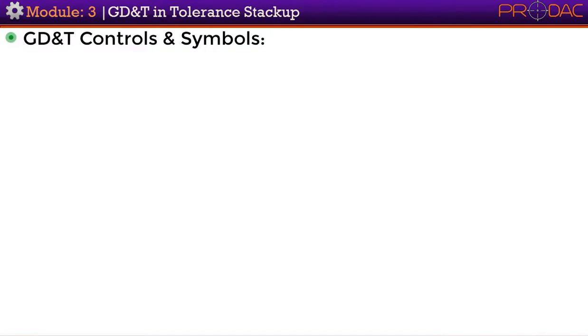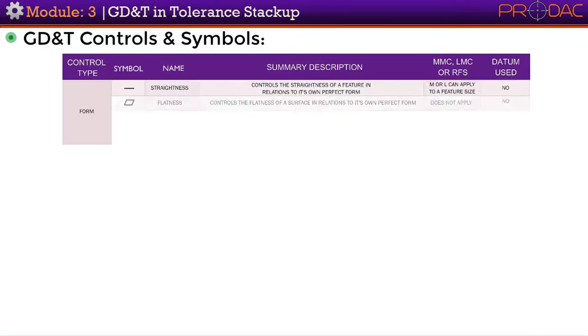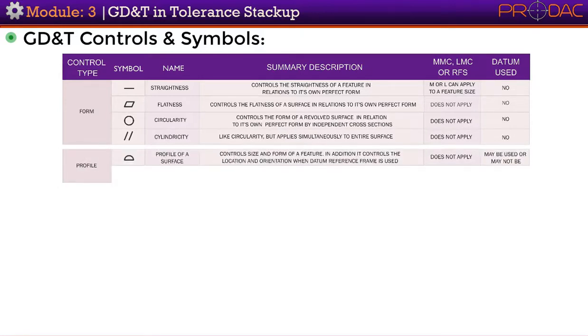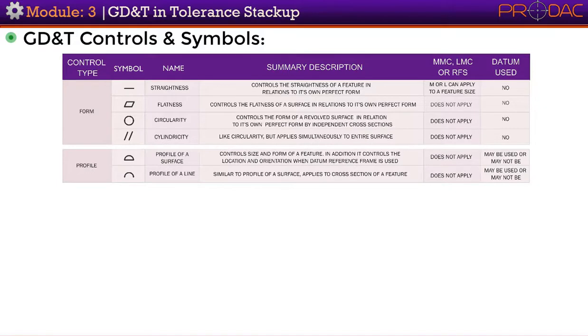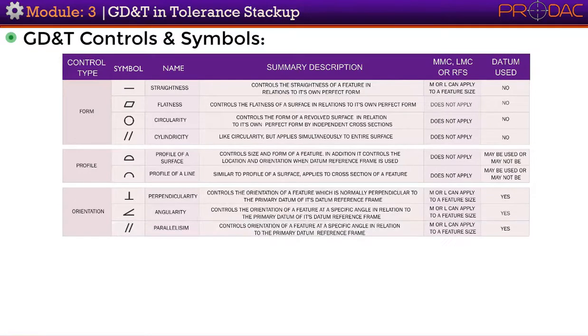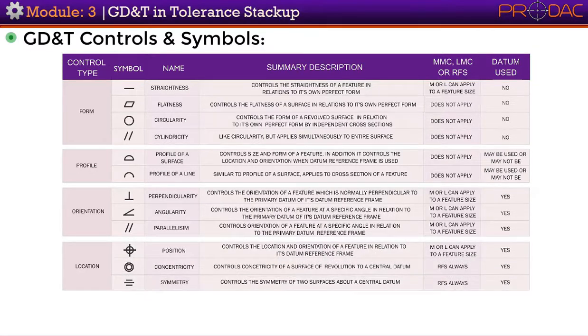First, let us have a look at GD&T controls and symbols. All the symbols are tabulated here for reference. The first group is known as form. It contains straightness, flatness, circularity and cylindricity controls. Next group is known as profile, where we have surface profile and line profile. Likewise, other GD&T controls are divided into categories like orientation, location, and runout, and all of them are tabulated here with their respective symbols.